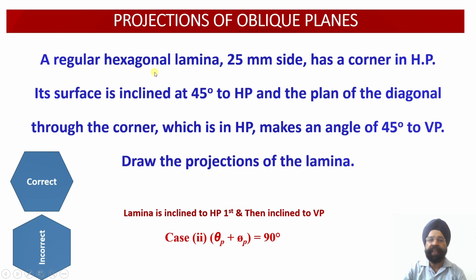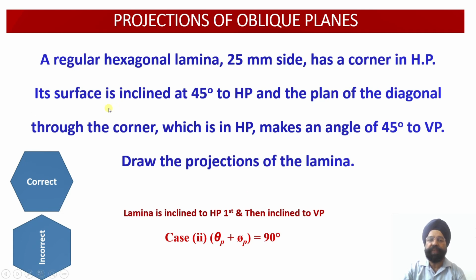A regular hexagonal lamina 25 mm side has a corner in the horizontal plane and its surface is inclined at 45 degree to the horizontal plane. So this means that this lamina is inclined to the horizontal plane in the first instance, and thereafter it makes an inclination with the vertical plane. So we are going to draw the top view of this lamina onto the horizontal plane first of all.